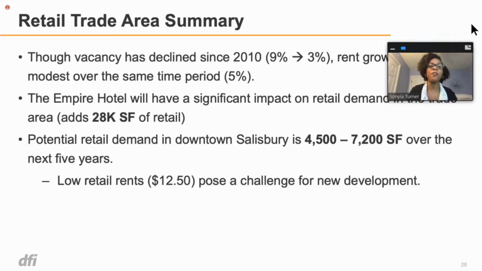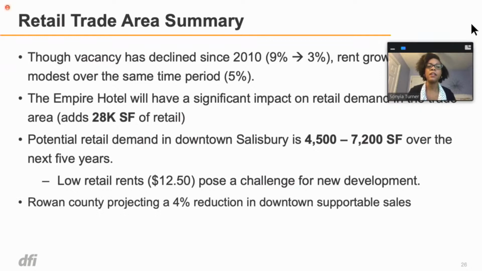However, I didn't touch on this earlier, but the average rents in the market are close to $15 per square foot for retail. A lot of that is driven by highway retail, whereas in downtown, the rents are closer to, on average, $12.50. These rents are lower compared to that highway product, and thus may pose a challenge for new development in downtown. And then again, the county is projecting a 4% reduction in downtown supportable sales.